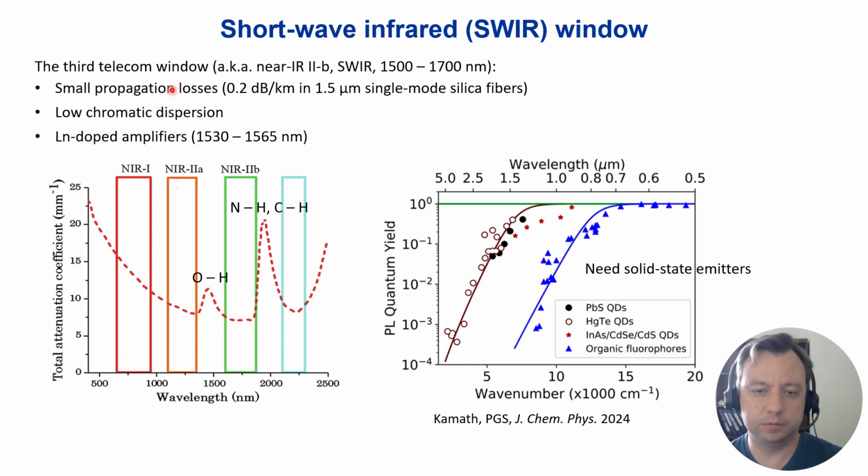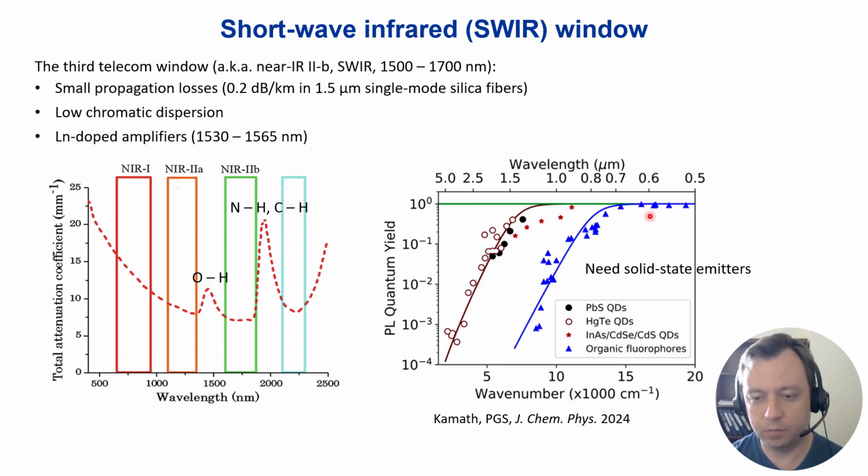Therefore, this radiation is used for telecommunications, self-driving vehicles, defense applications, and biological tissue imaging. Thanks to the lowest propagation losses, absence of chromatic dispersion, and that's the range where lanthanide doped amplifiers operate. Therefore, we need shortwave infrared emitters.